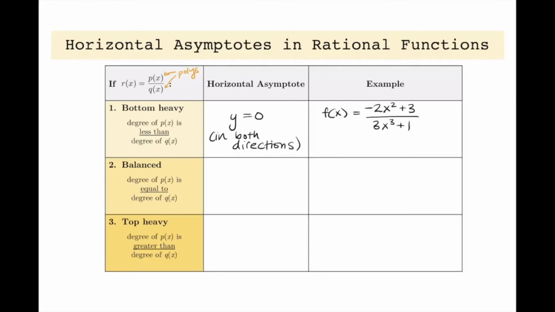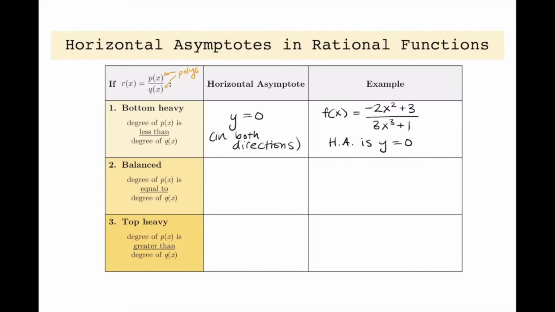We have a squared degree in the top as the largest power, and in the denominator, we have a third degree that is the largest power. So when we plug in really large x values, the denominator is going to get much larger than the numerator, and so this will have a horizontal asymptote of y is equal to 0.